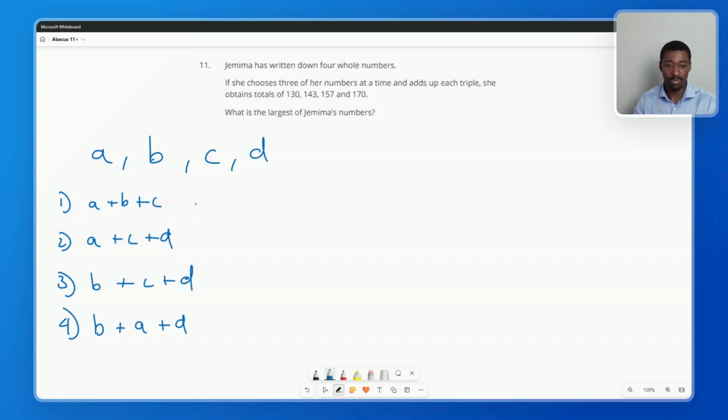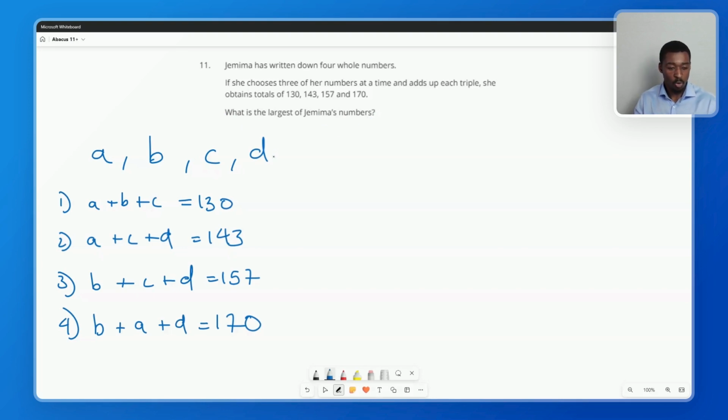Now let's ascribe these totals to these triples, step by step. So let's say A plus B plus C equals 130. Let's say this next one is 143. Next one is 157. Next one is 170. Now, what can we do? We're trying to work out the largest of Jemima's numbers.